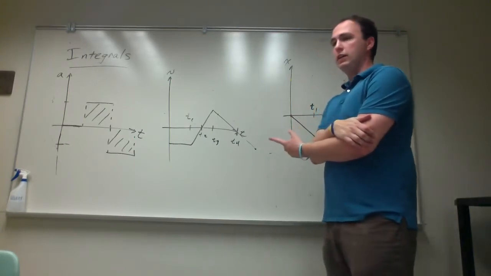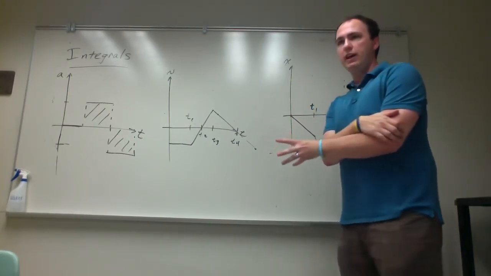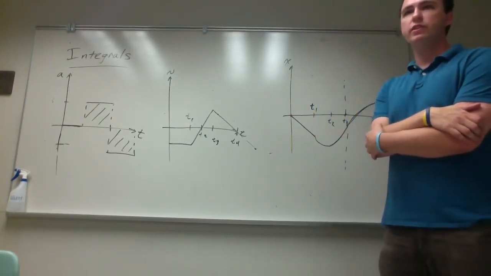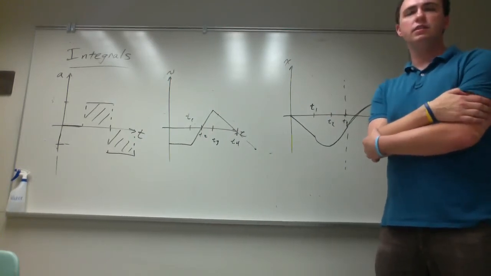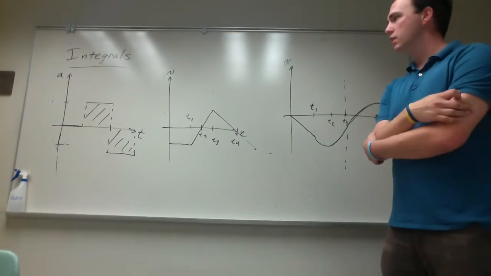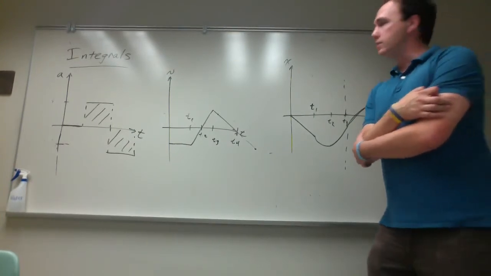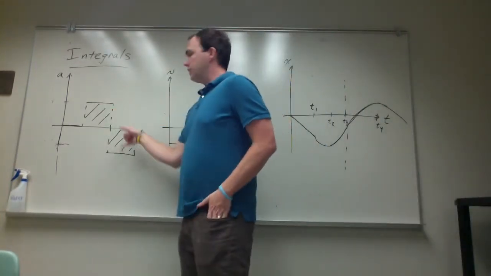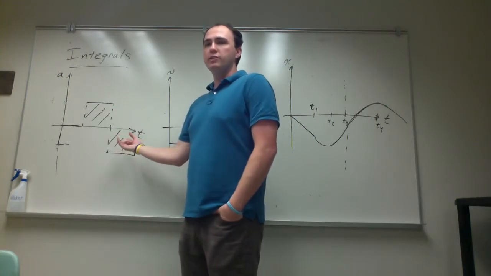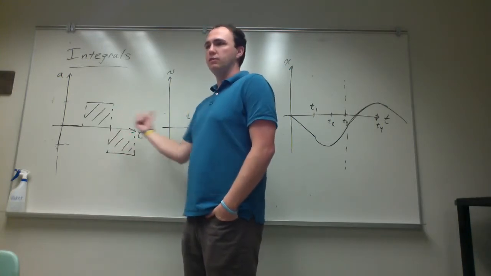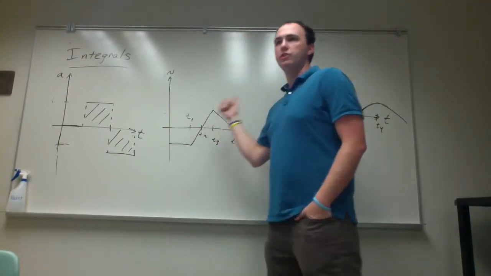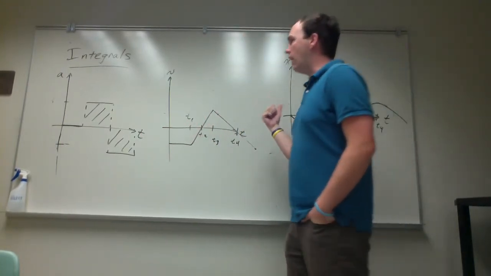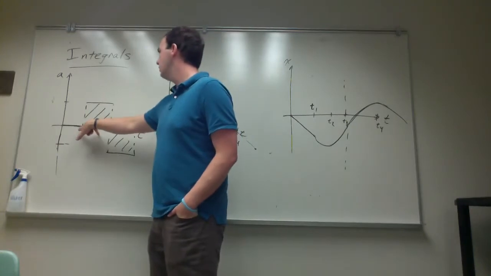Okay, so any questions about the graphical situation? Can you look at the area for either the velocity or the acceleration? Just velocity, right? Because the area for the acceleration tells me how much the velocity has changed. And the area for the velocity tells me how much the position has changed.